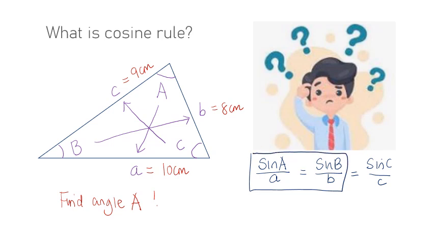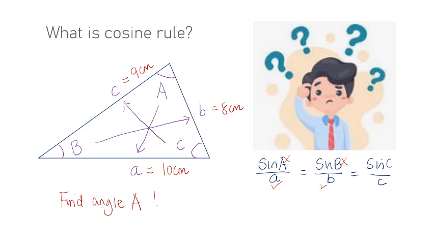All right, angle A is not given, so let's cross it out. Angle B is not given, let's cross it out. But side a is given and side b is given. So if you look at this equation, we have one equation with two unknowns. So surely we cannot use the sine rule here.